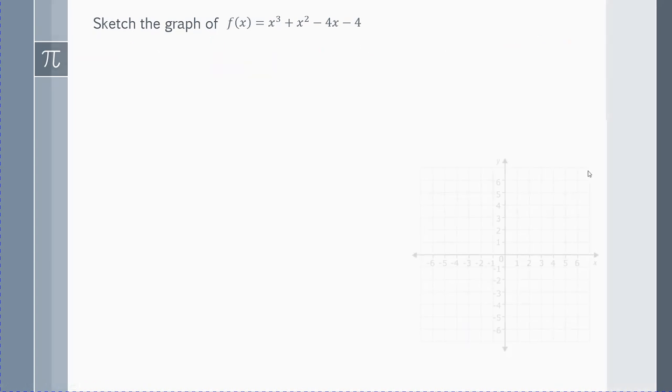So over here on this slide, what this means is on this side here, as I go to the right, however I sketch the graph, it's going to need to go up. And as I go to the left, it's going to need to go down. Okay?